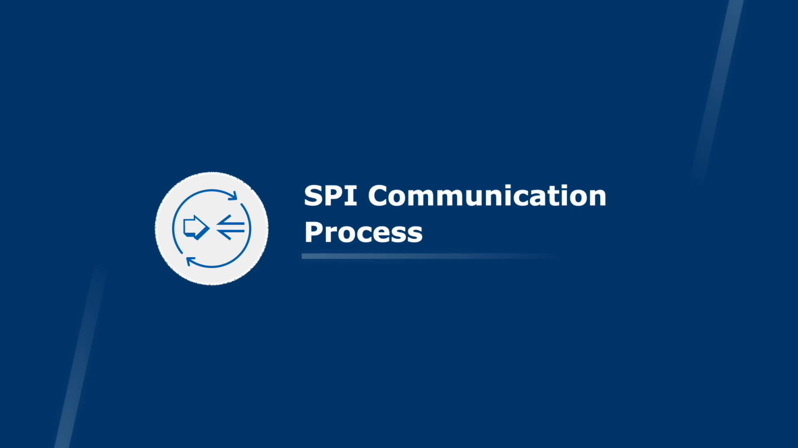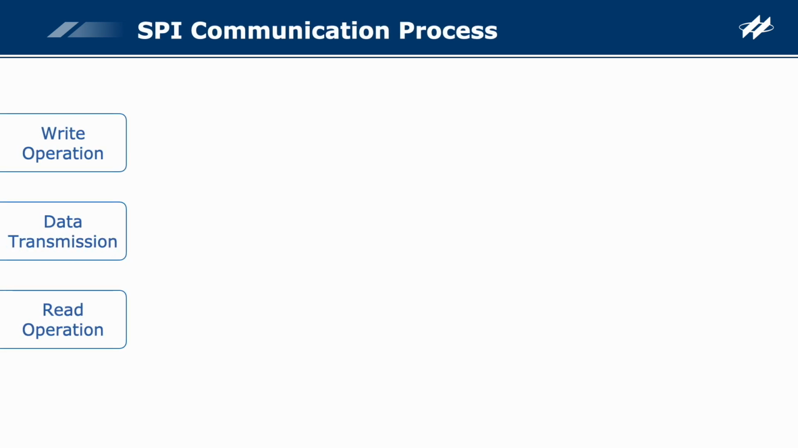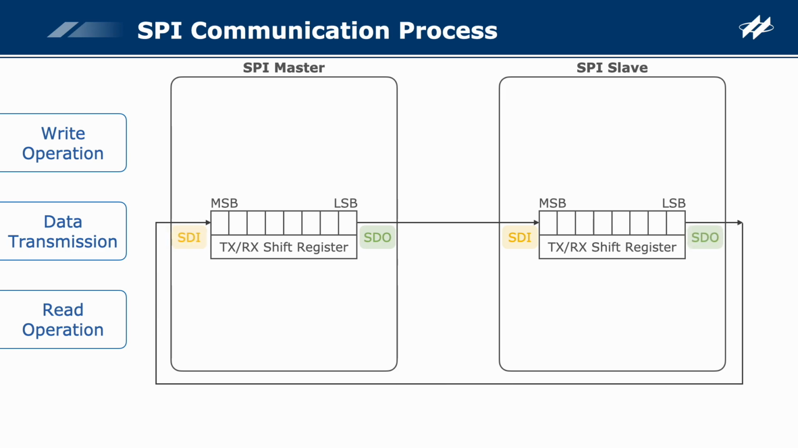SPI Communication Process. The SPI communication process is divided into 3 parts: write operation, data transmission, and read operation. Regardless of the master or slave device, it has an internal TX-RX buffer. The data output line SDO and data input line SDI of the master and slave are directly connected to the buffer. The master provides clock to the slave.